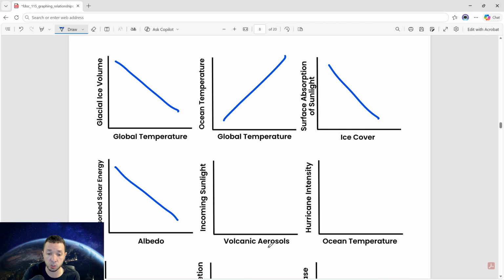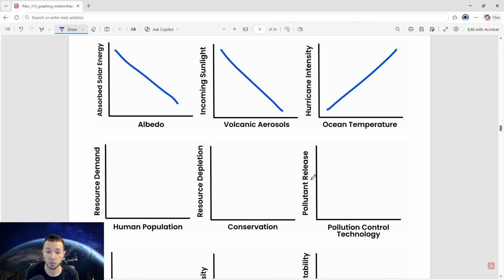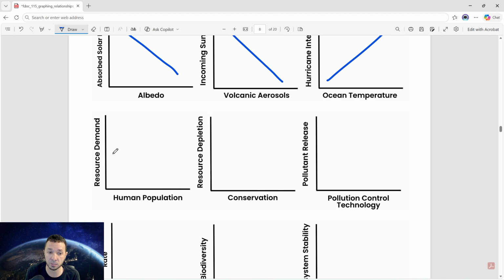If volcanic aerosols increase, what happens to the incoming sunlight? Should be less. If ocean temperature increases, what happens to the intensity of a hurricane? It should get more intense. If human population goes up, what happens to the amount of resources we demand? That should go up. If conservation goes up, what happens to the amount of resource we deplete?